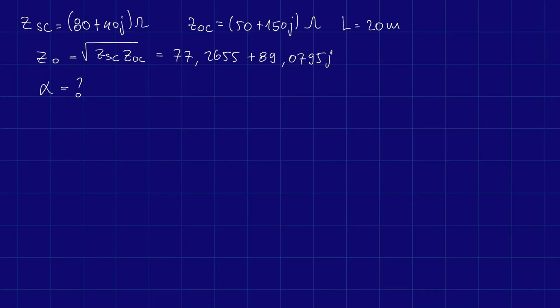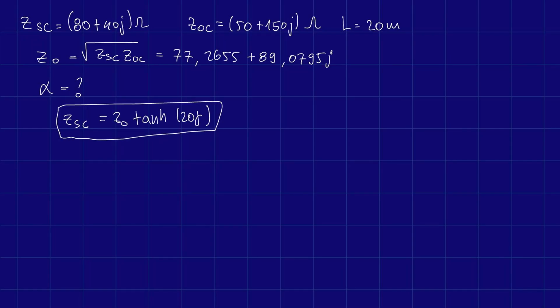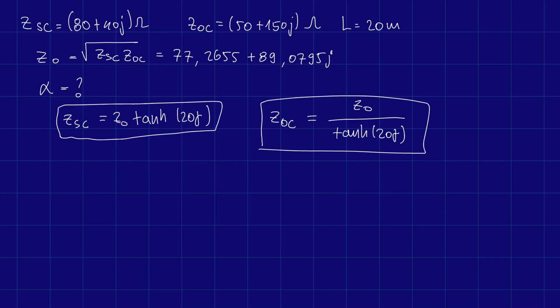Anyway, we had two equations from last time that can help to arrive to alpha. Those were the short circuit impedance equal to Z0 hyperbolic tangent of 2l gamma. This was the first one, and the second one was the open circuit impedance, that is equal to Z0 divided by hyperbolic tangent of 2l gamma. Why will they help us? Well, because they have gamma inside them, and gamma, as you know, is equal to alpha plus j beta. Let's use the first equation to arrive to our solution.